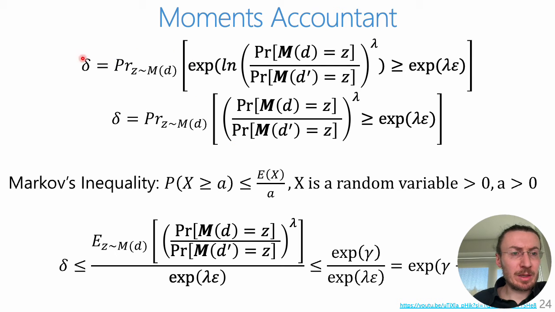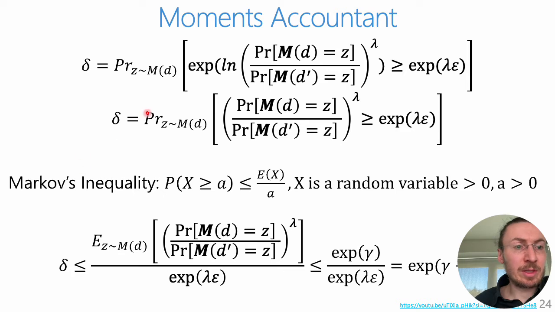So here is the delta from the previous slide, and then in the next step we just remove this exponent and logarithm, so they cancel out. So we just have delta as being probability of these ratios of the probabilities to the power of gamma, which is greater than or equal exponent of gamma times epsilon.